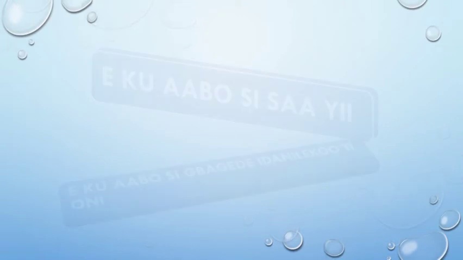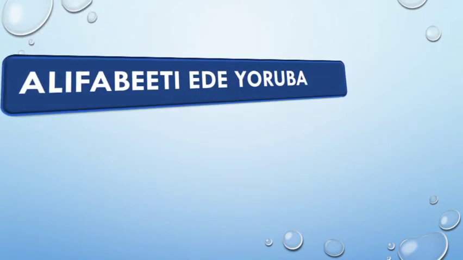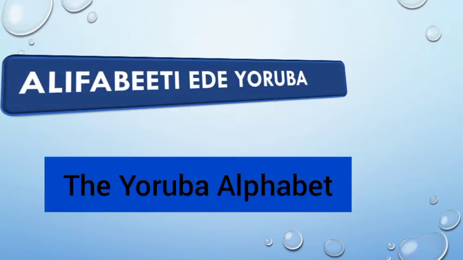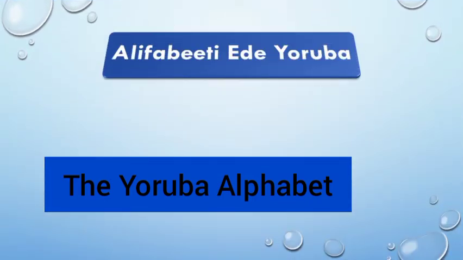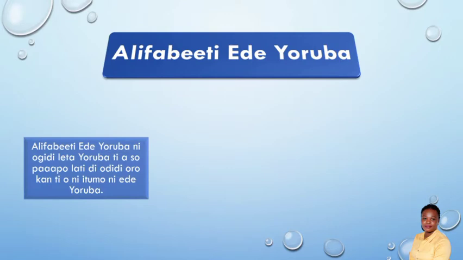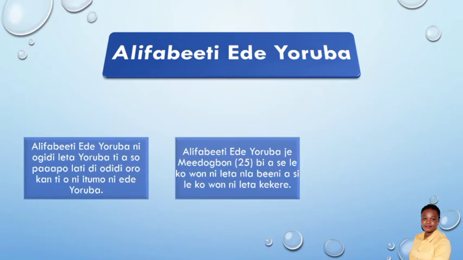Our topic for today is the Yoruba alphabet. Alifabeeti Ede Yoruba. This is what we'll be looking at today. The Yoruba alphabet. Now listen, as against the English language, we have 25 Yoruba alphabets.